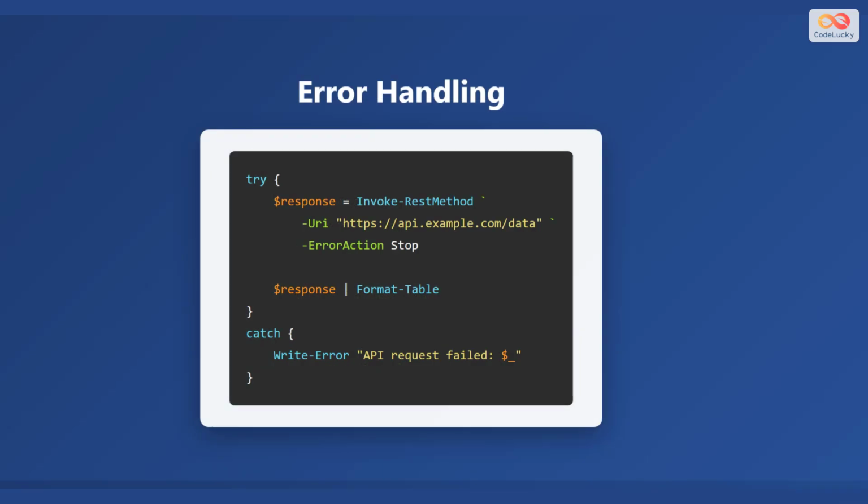Always wrap your API calls in try-catch blocks for proper error handling. Use the -ErrorAction Stop parameter to ensure errors are catchable. In the try block, make your API request and process the response. In the catch block, use Write-Error to display a meaningful error message. The $_ variable contains the error details. This prevents your script from crashing when API calls fail.